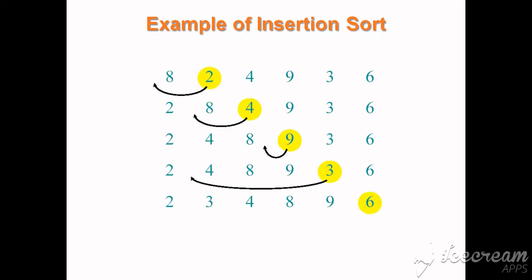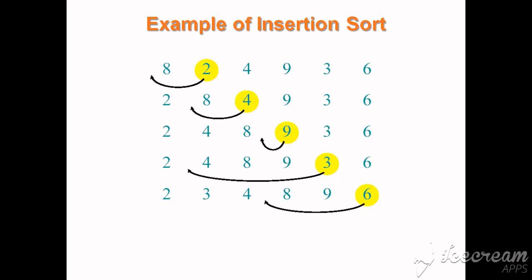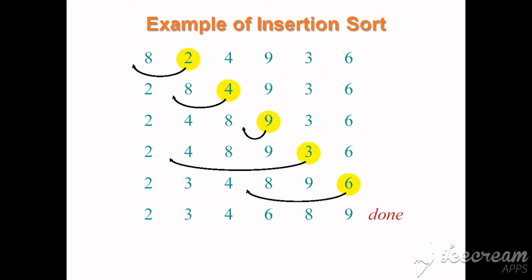At last 6 will be compared again with the left side values one by one, and values are shifted one by one towards the right until we get a value smaller than 6. As we got this value, 6 will be placed directly at this position. Finally we get the final sorted list. So this was the insertion sort procedure.